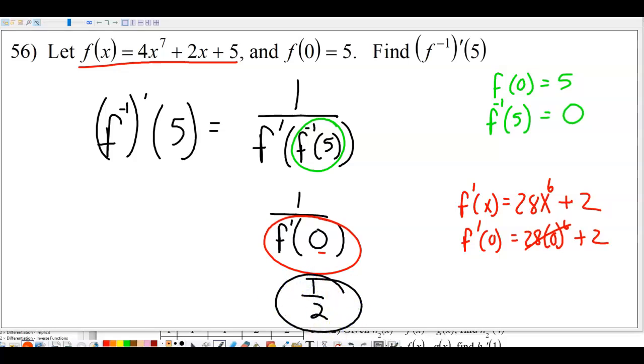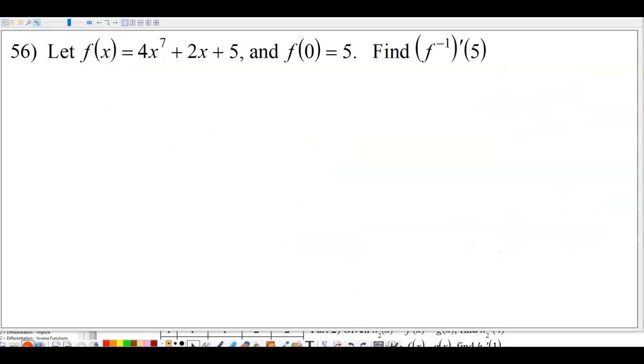Okay? So step 1, write your formula. Step 2, find the inverse value using the definition of an inverse. Step 3, find the derivative and plug in the number they're asking for, and then you're all done. All right?